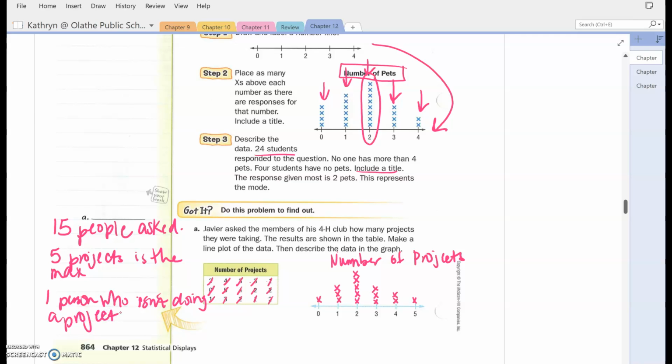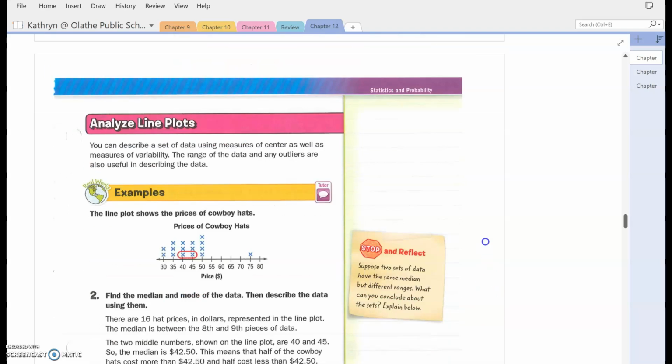Let's see. It looks like, if I were to look at this data, that most students were doing 2 projects, because that has 5 people in it. So that's true. So that would be our mode. All right, let's take a look at this.